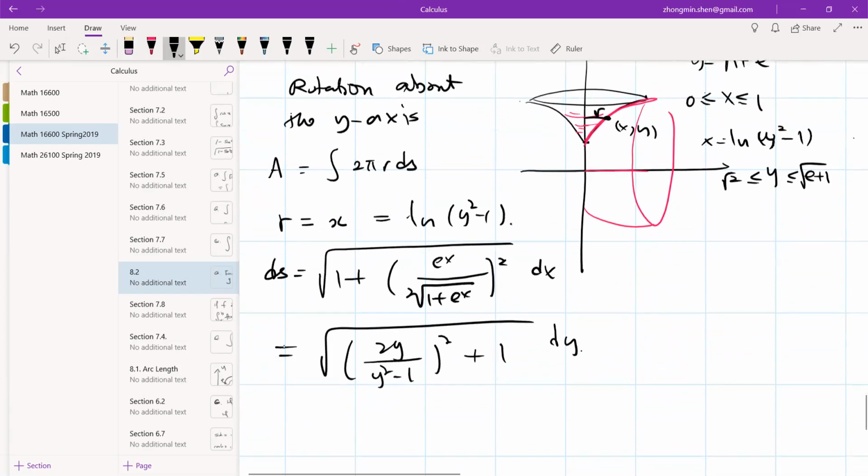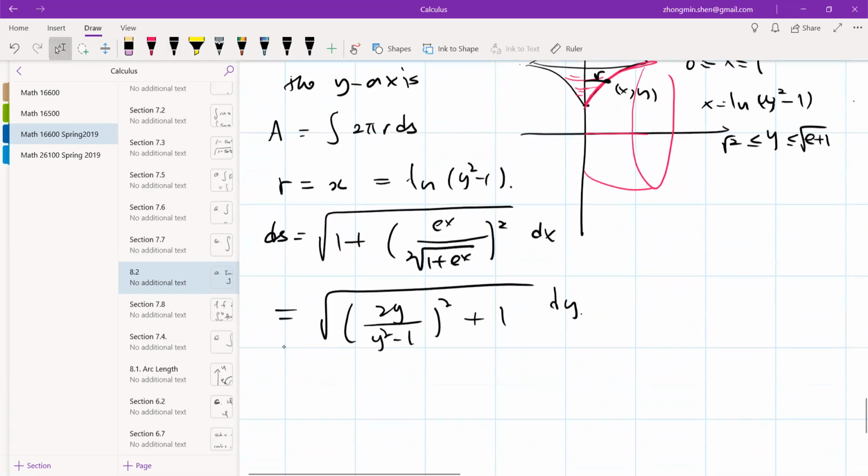So now it doesn't matter which variable you're going to use. You can use the x variable, you can use the y variable. If you use the x variable, just use r equals x. If you use the y variable, you have to let r be the natural log of y squared minus 1. Okay? So the first one, let's use x.